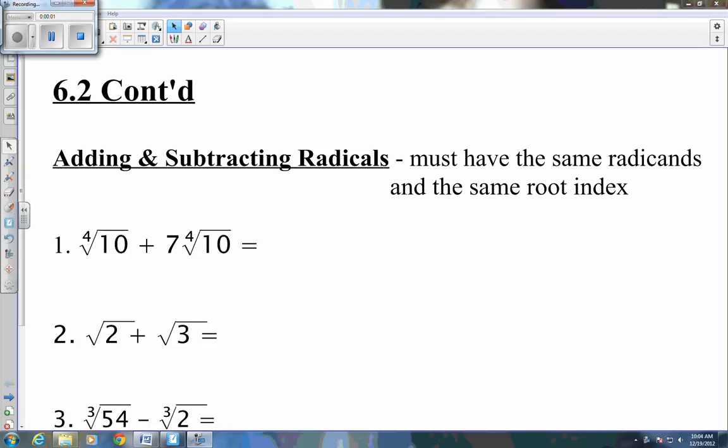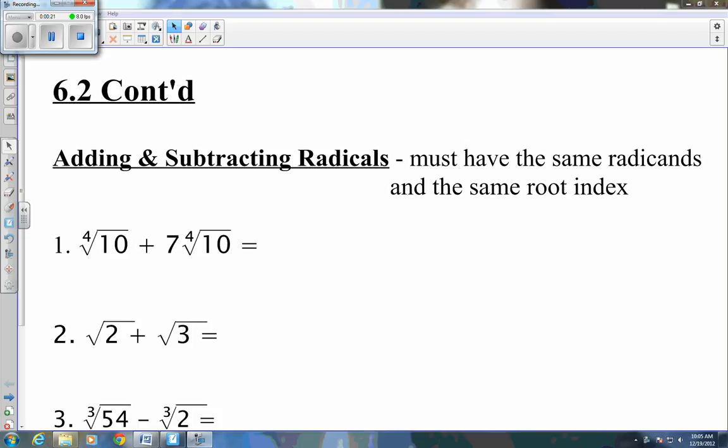6.2, continuing on from what we did yesterday, we are adding and subtracting with radicals now. Remember, the radicals are these symbols right here. And so since we're doing that, your solutions today, I want you to put them in radical form.